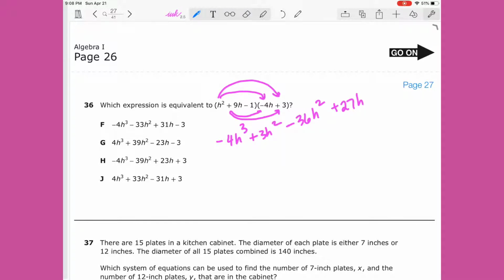Then I have negative 1 times h, which gives me positive 4h, and then negative 3. So now I'm going to combine all my like terms. So I have 4h cubed minus 33h squared, which then eliminates g and h, and this 33h should be negative, so that tells me my answer choice F, so I don't even have to go further.